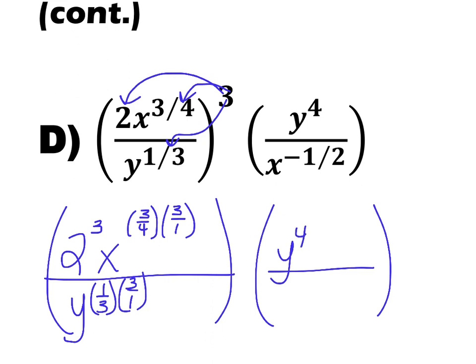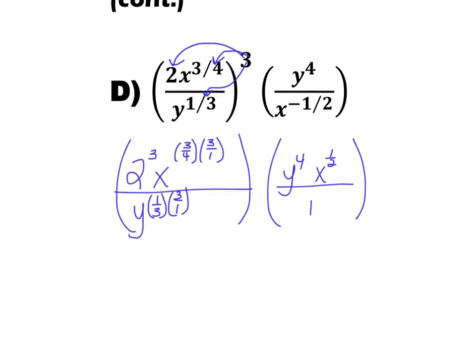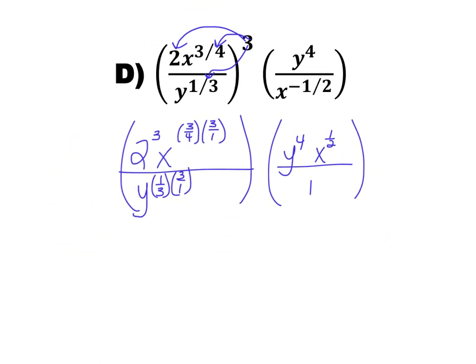What else? Bring the x up. Good. Bring the x up. Why? Because it's negative. Good. So there's a 1 on the bottom. All the rules that we talked about, we're just going to go through and simplify.